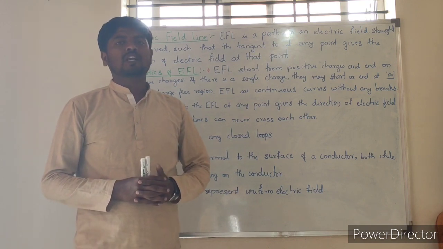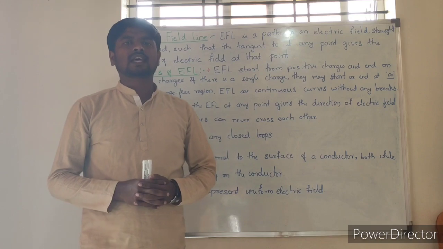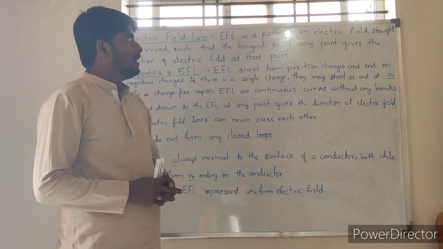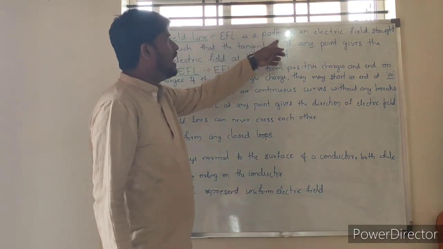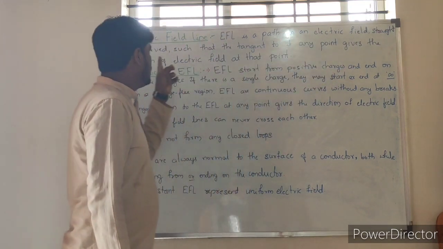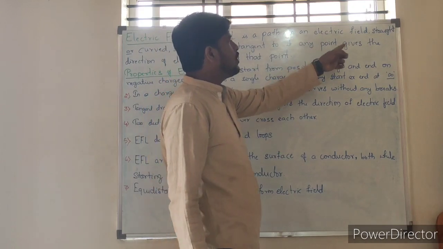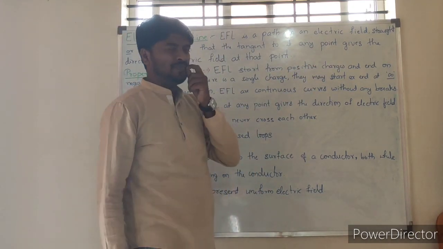Then, what is meant by electric field lines? It is also called electric lines of force. Electric lines of force or electric field line, it is a path in an electric field, straight or curved, such that the tangent to it at any point gives the direction of the electric field at that point.